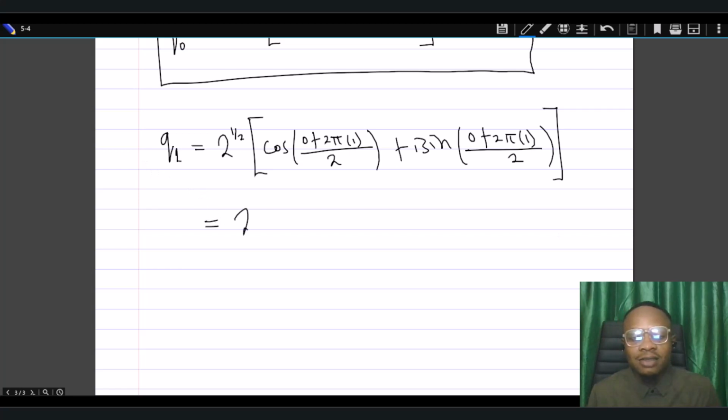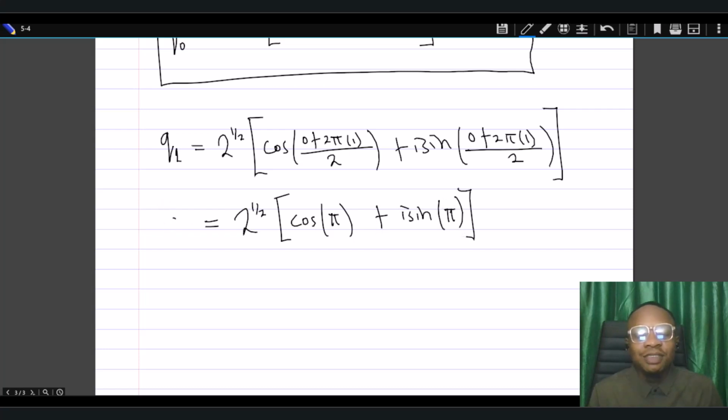We can write this as 2 to the power of 1 over 2 into cosine of, so what do we have here? 2 pi divided by 2, that is pi. So we have the cosine of pi, then plus i sine of pi. So this is i multiplying the sine of pi. So what is the meaning of this? We can leave it this way.